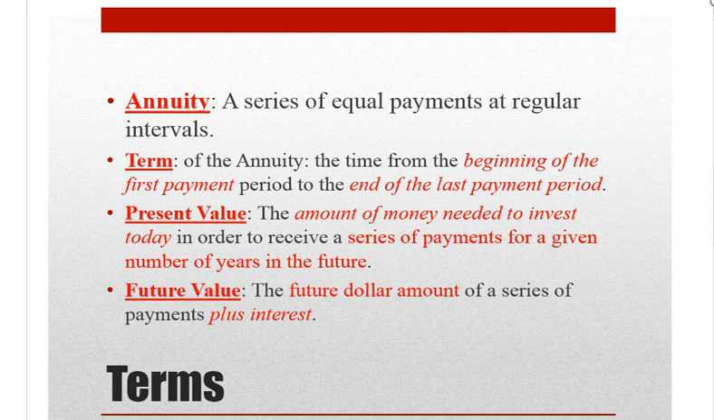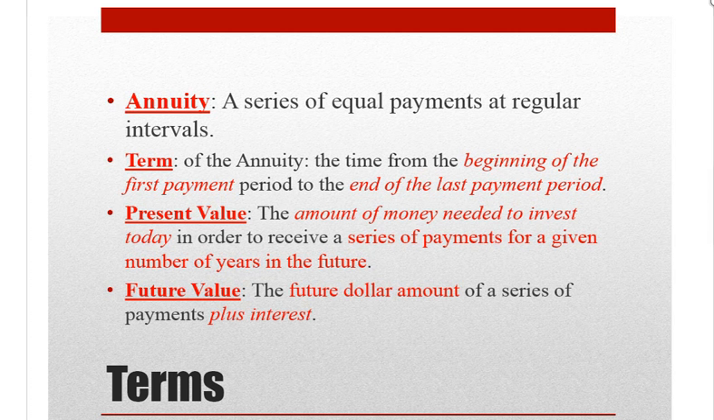So again, an annuity is a series of equal payments at regular intervals. An interval could be a year. Traditionally it was annual payments, but now we're using it loosely. So it could be every month, every 6 months, every quarter, every week, or maybe even daily. Then the term of an annuity is from the beginning of the first payment interval until the end of the last payment interval. And then we'll use two formulas, one for present value and one for the future value of the annuity.